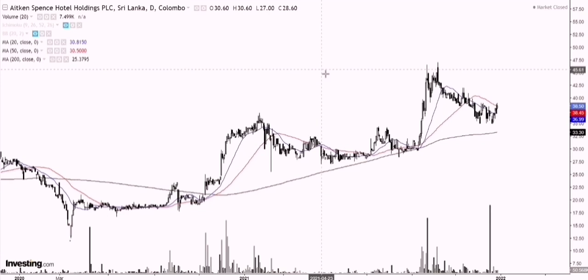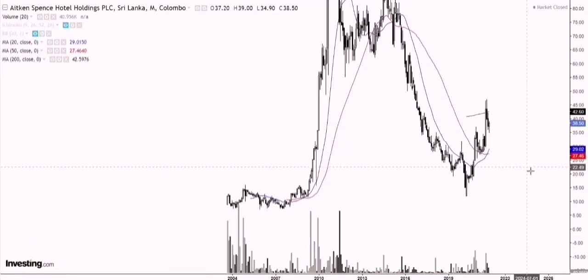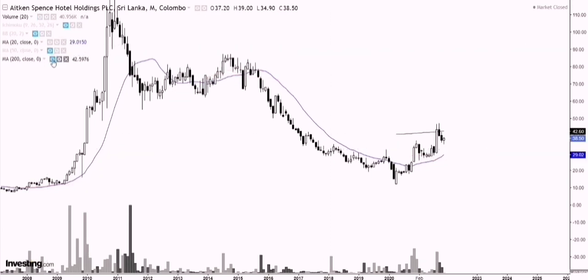We know that the primary trend is positive, and the short-term and medium-term moving averages are showing that prices are in a consolidation phase. So that being said, let's quickly look at the monthly chart, because that's where I see a nice pattern forming. So let's quickly get rid of this moving average.